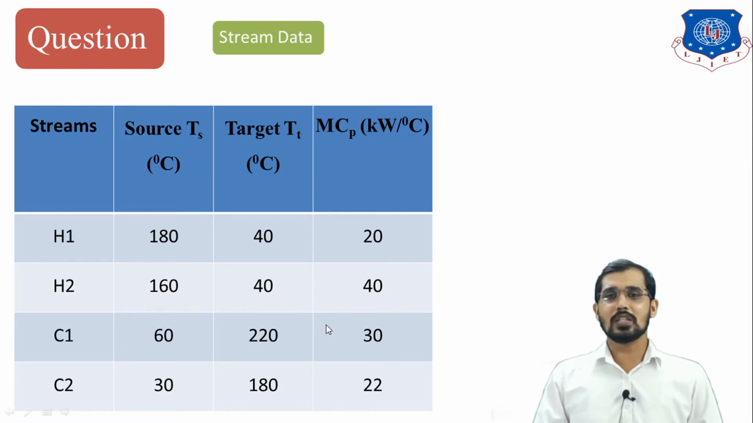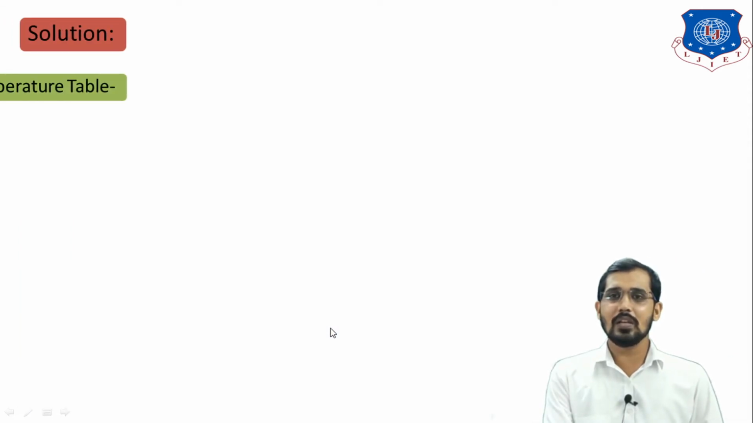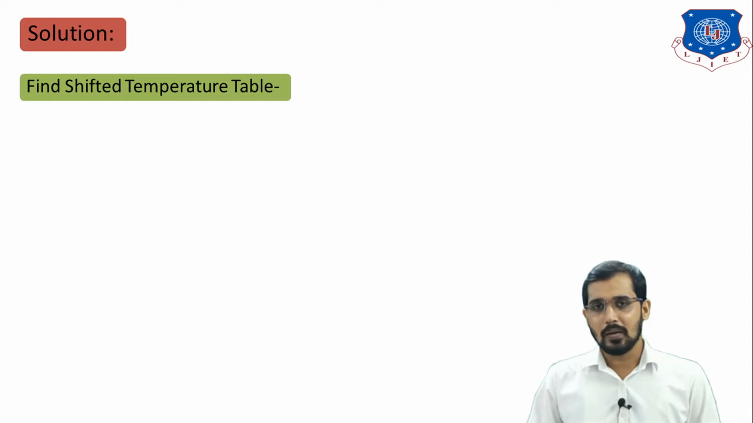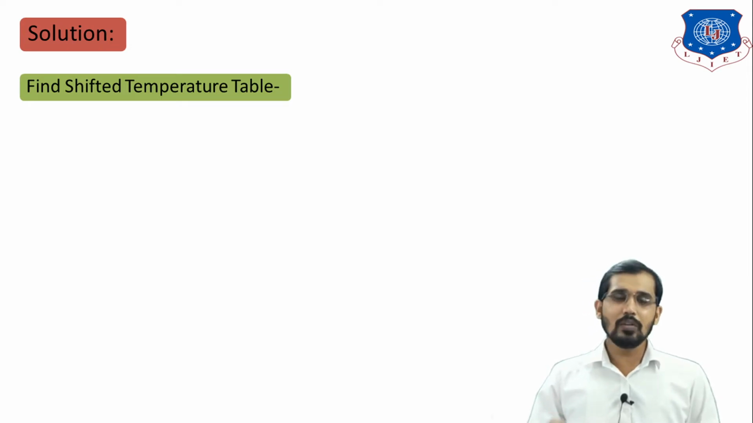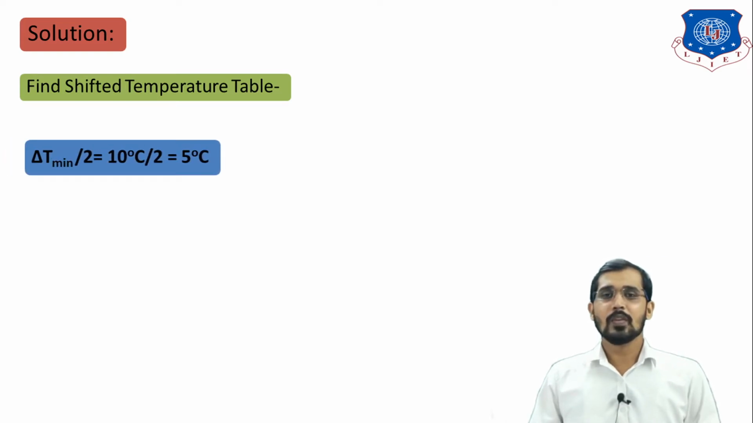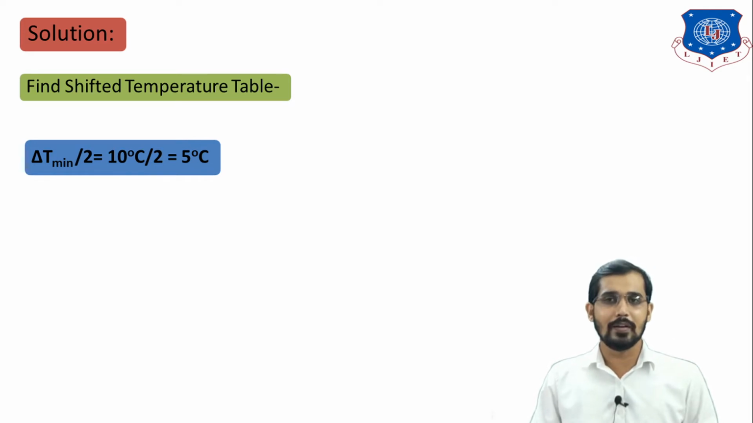Now how to solve this question? To find out the minimum hot utility requirement and minimum cold utility requirement. First step is, you can see in the solution, you have to find the shifted temperature table. To find the shifted temperature table, there are some rules. First rule is, you have to find the temperature for the adjustment, that is delta T minimum by 2, which is 10 degrees Celsius by 2 is equal to 5 degrees Celsius.